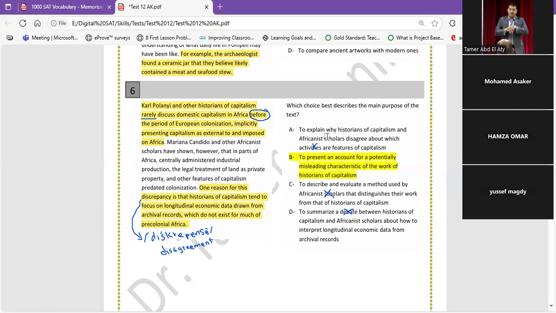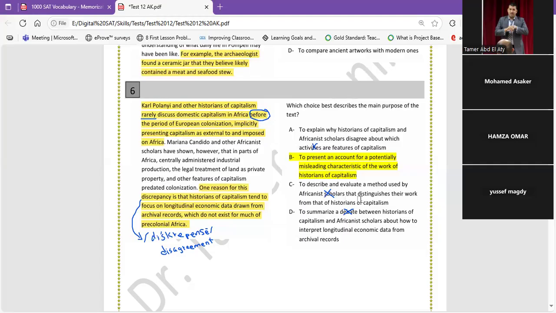Okay. To explain why historians of capitalism and Africanist scholars disagree about which activities are features of capitalism. No, we're not talking about the activities. We're talking about why they don't talk about capitalism before European colonization. To present an account for a potentially misleading characteristic of the work of historians of capitalism, yes, it's misleading, because they start talking about after European colonization, not before.